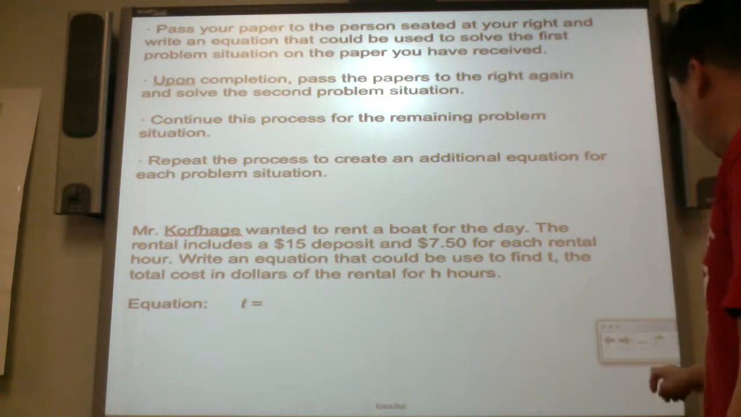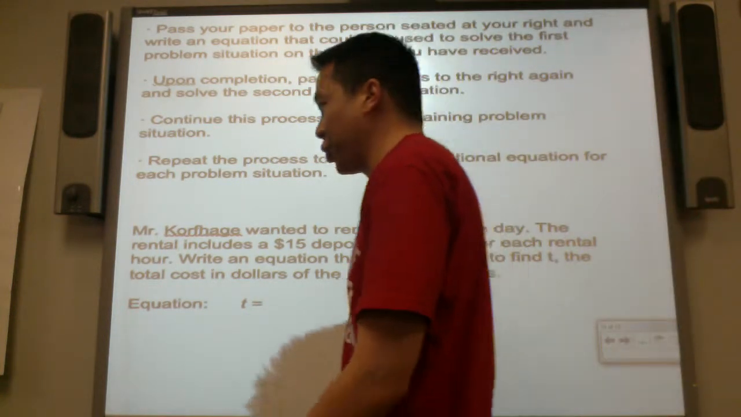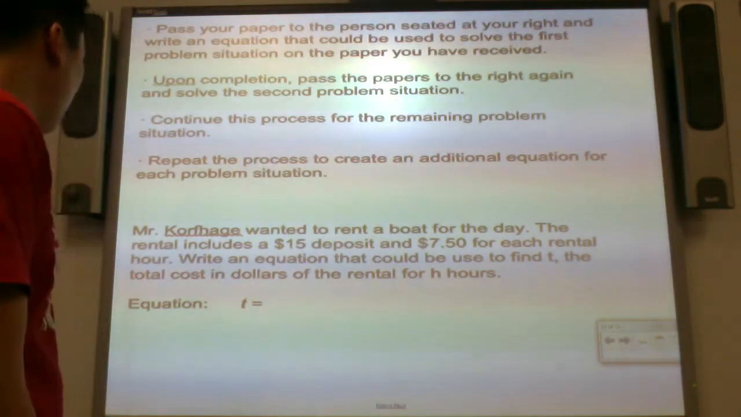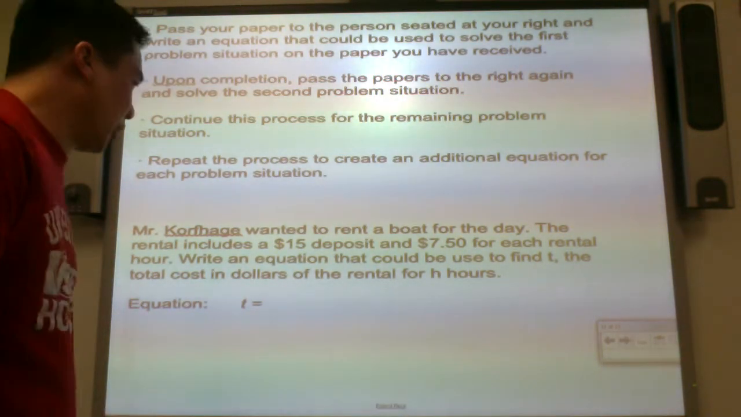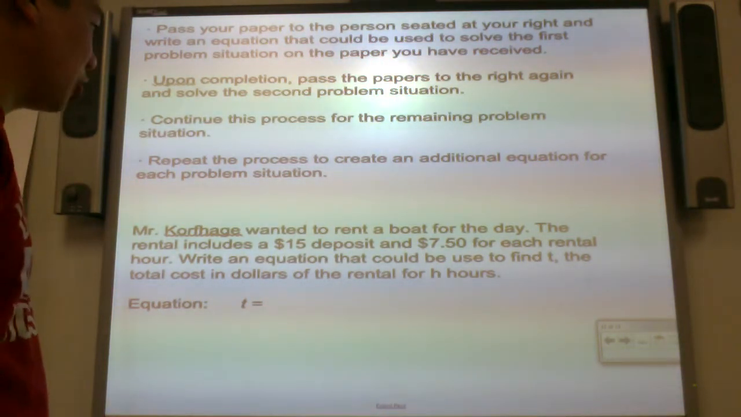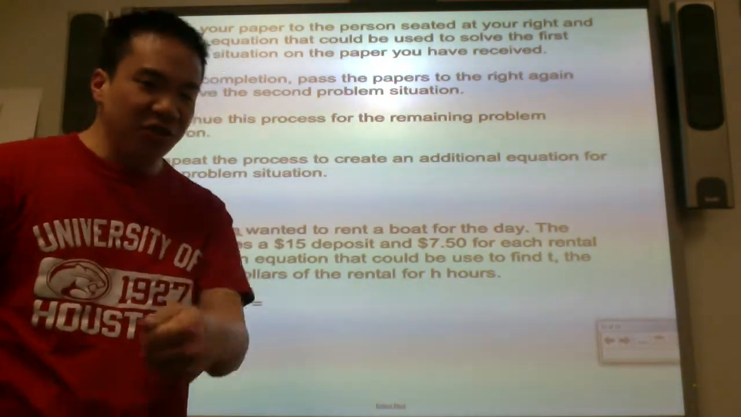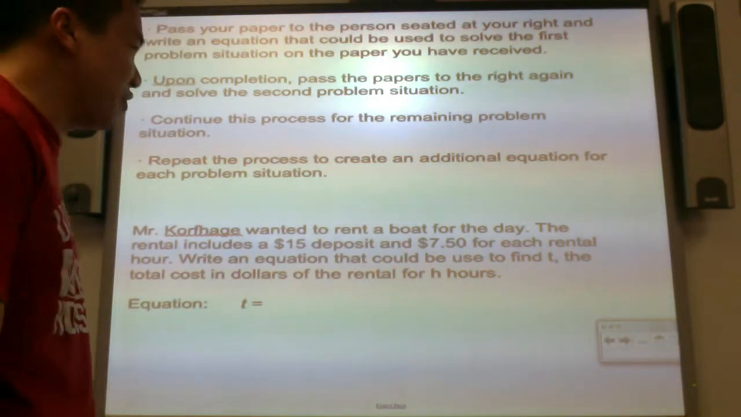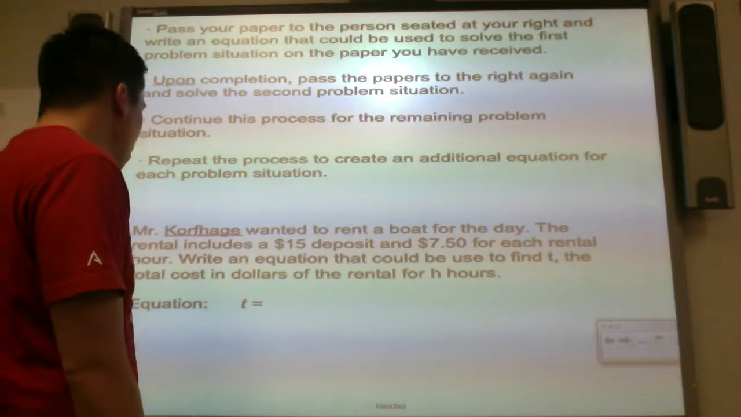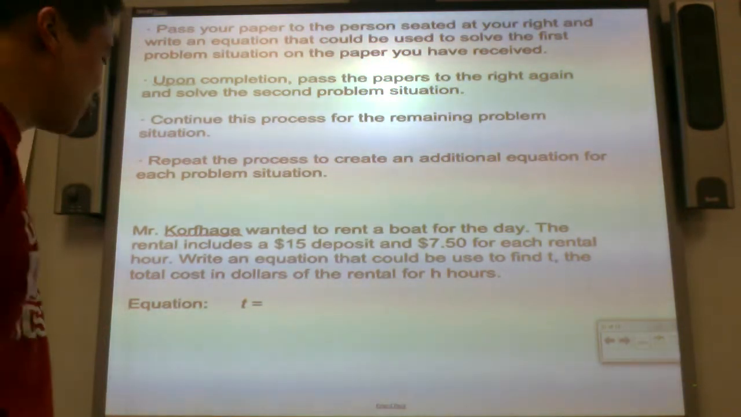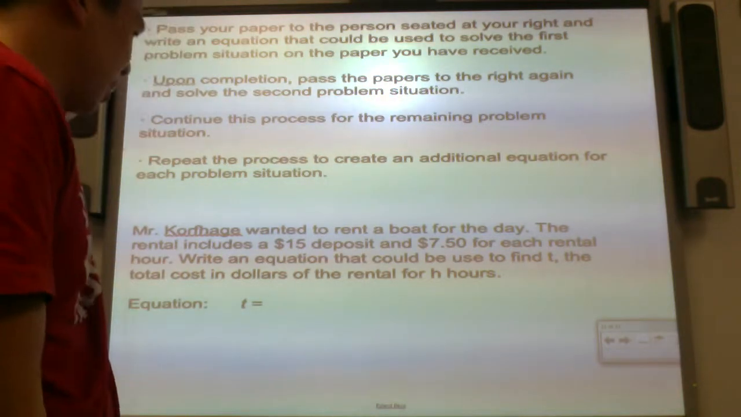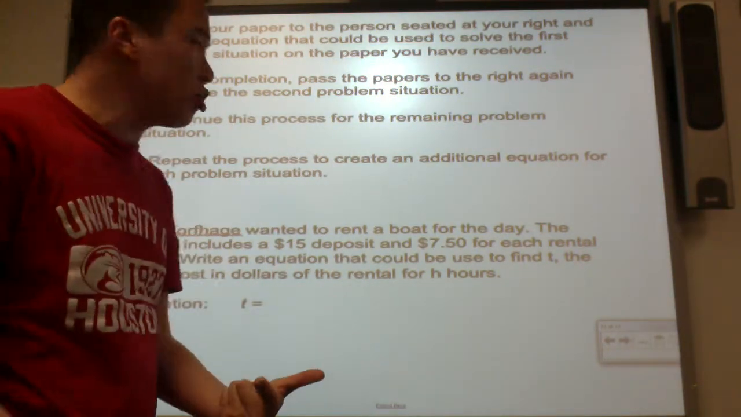All right, so let's go through our last few questions. Let's practice a couple more word problems, setting them up as an equation. Mr. Coffrag wanted to rent a boat for today. The rental includes a $15 deposit, so you're going to put down $15 just to rent the boat, and $7.50 for each rental hour. Write an equation that can be used to find T, the total cost in dollars of the rental for 8 hours. Did they give us enough information here? I feel like they forgot something. Oh, they forgot to tell us the number of hours they rented.